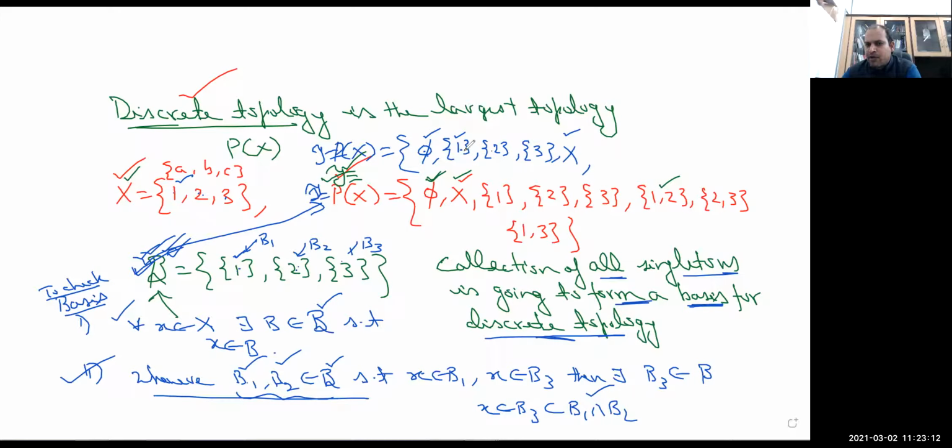Now, union of 1 and 2 is {1,2}. Union of 2 and 3 is {2,3}. Union of 1, 2, 3 is X, which is already there, and union of 1 and 3 is {1,3}. So you can see that from this basis I have generated this topology.